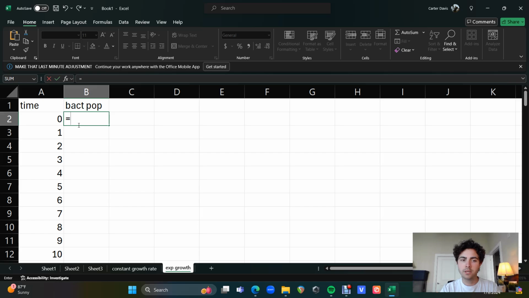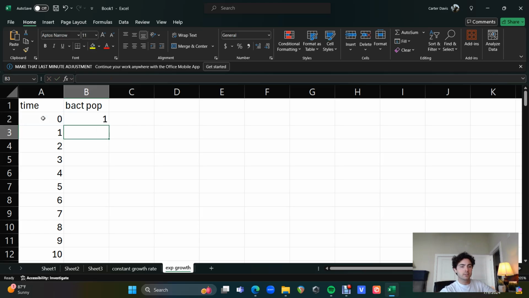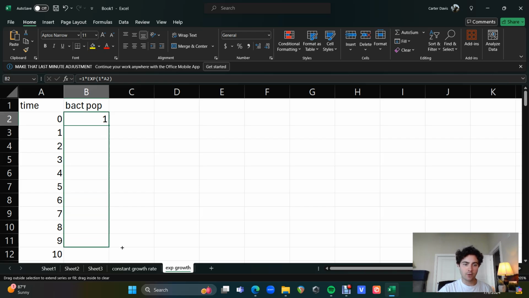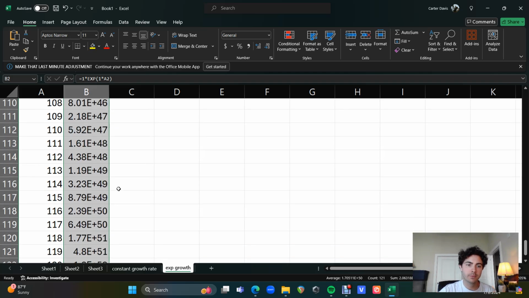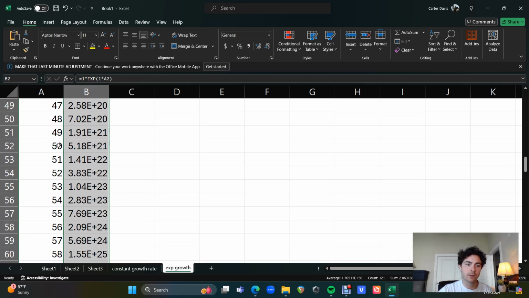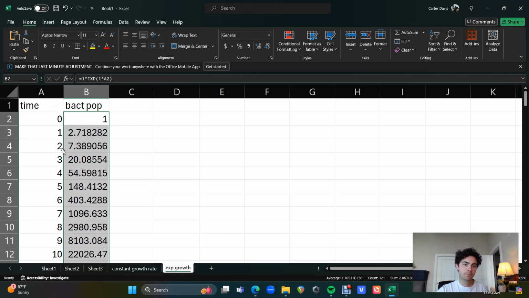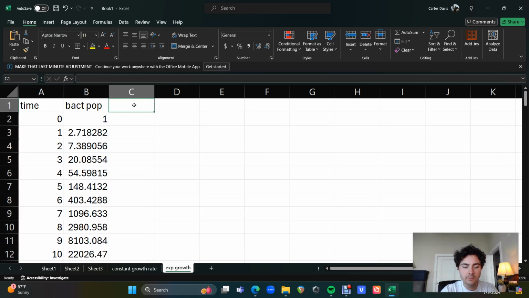So p of 0 is 1 times e to the at. So again, a is 1 times t, which is the 0. So click on the 0 to reference it, so that once you've typed in this formula here, you can click and drag this down. And what it's going to do is spell out all the other bacterial population values for these corresponding hours. Okay? Then there's something about mass.